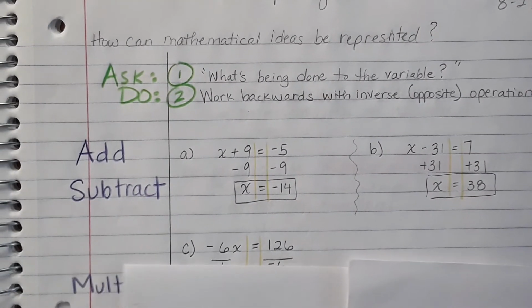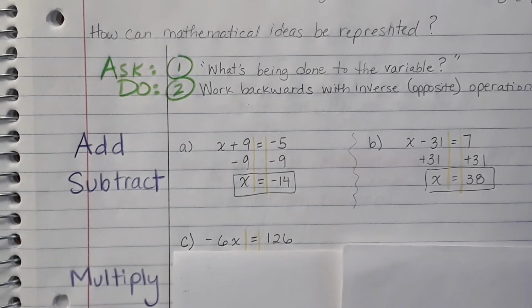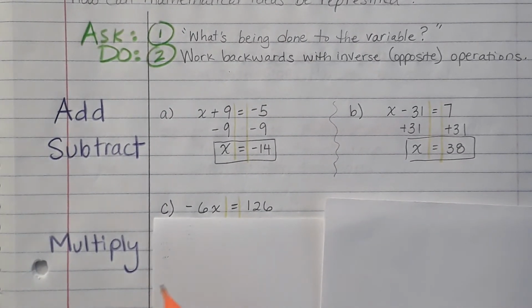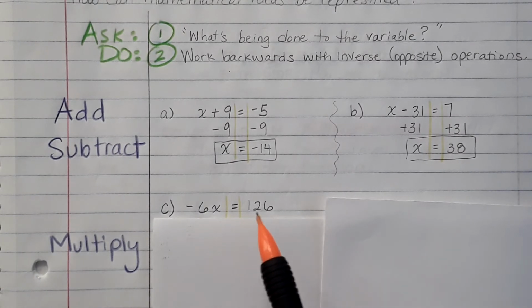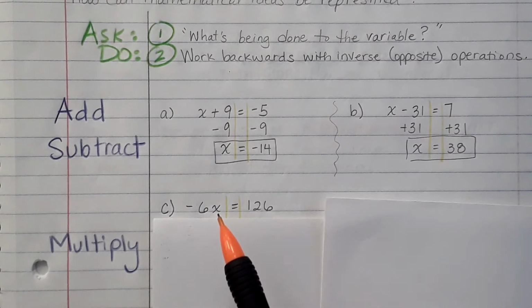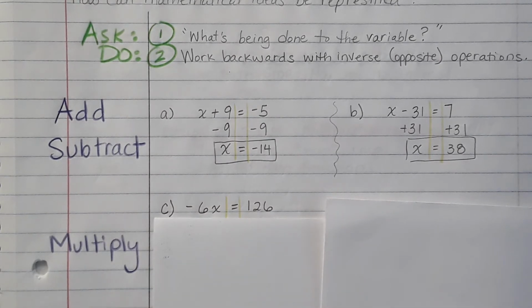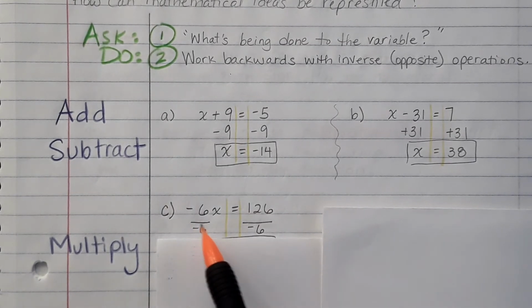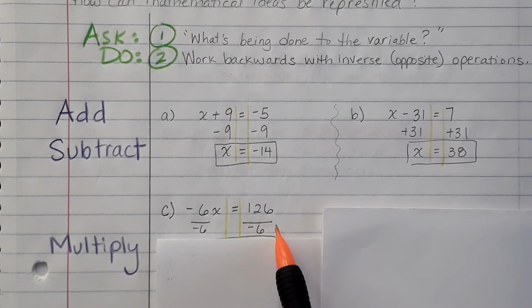Let's look at a multiplication example, example C. Negative 6x equals 126. What's being done to x? Multiply by negative 6. So the inverse is to divide by negative 6. Now be careful. When you show divide, from now on, you need to use this bar.